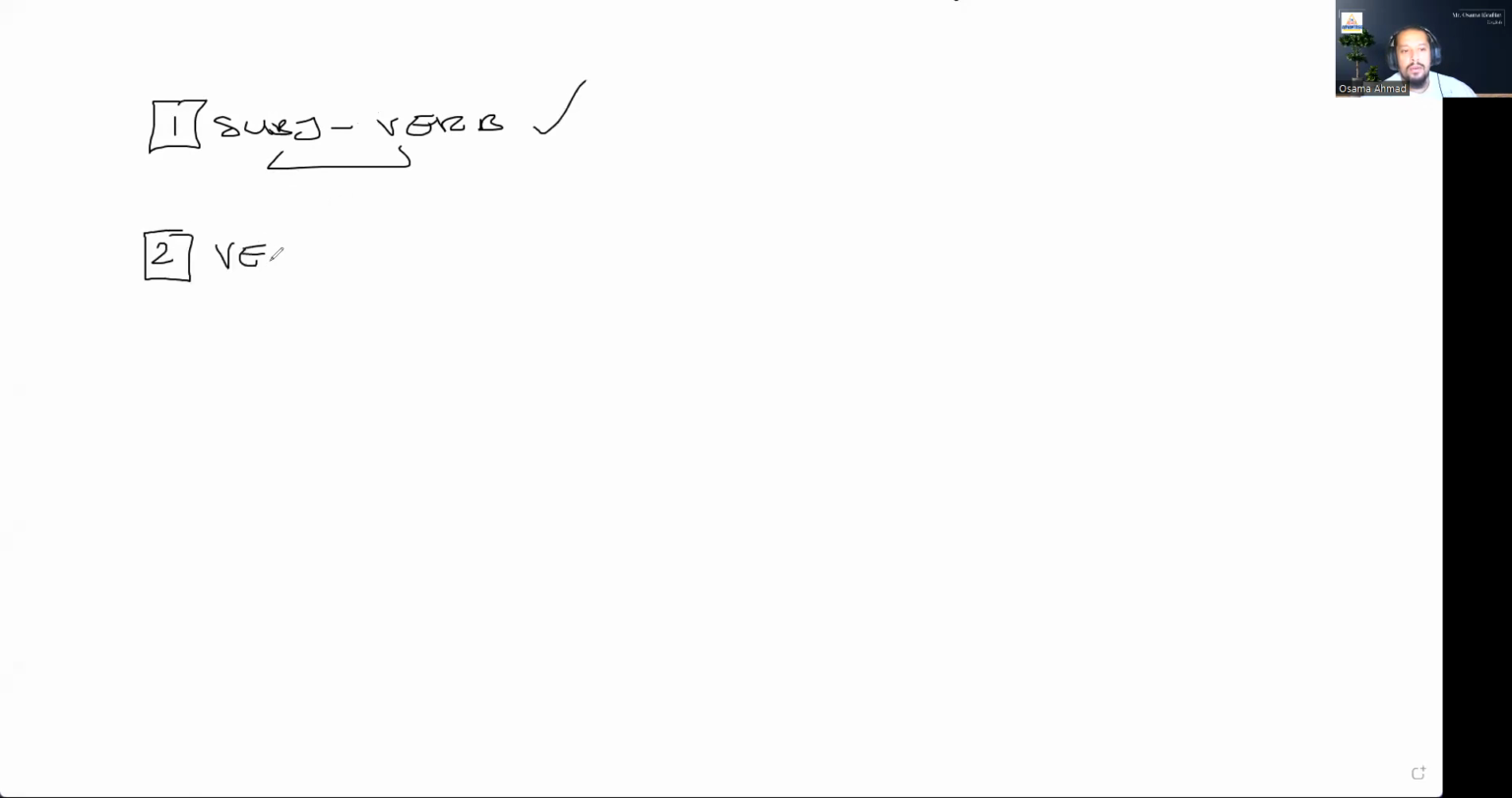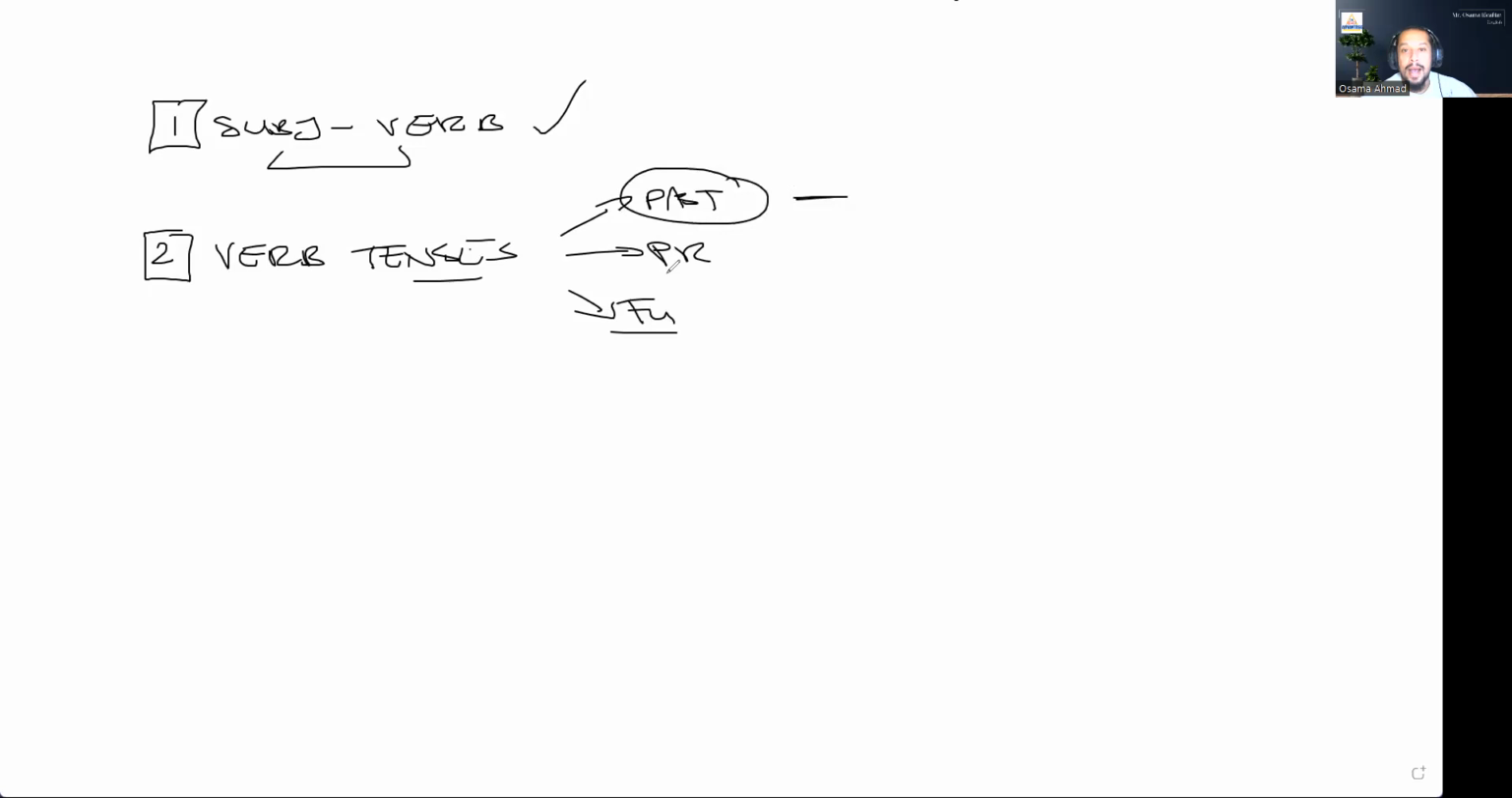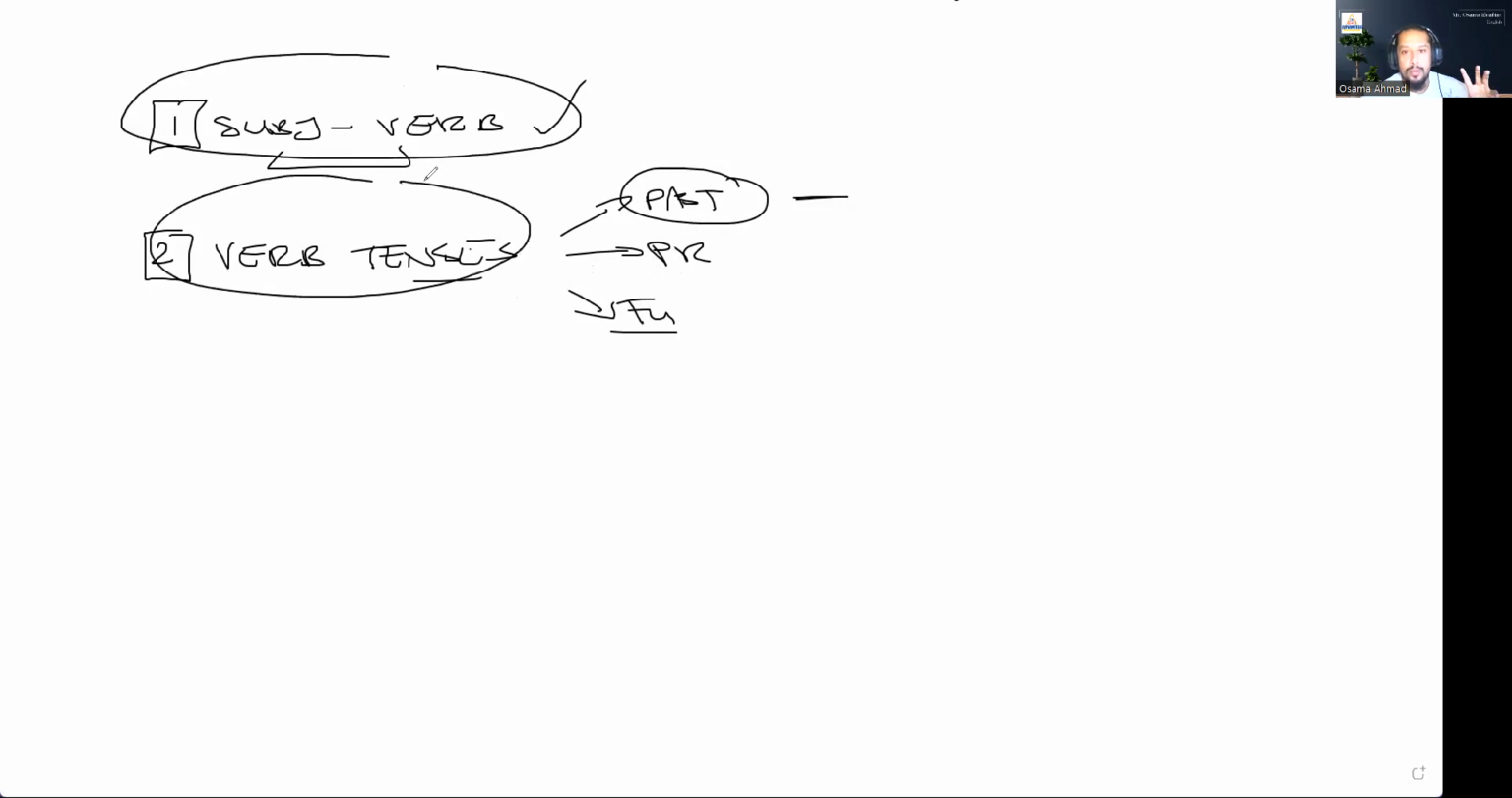We're going to cover verb tenses. And we're going to begin with past, and then there's going to be present, and then future. So today we're going to cover past tense verbs. Whenever you're tested on verbs, you're tested on two things, either subject verb agreement or verb tense. Those are your two options whenever you're tested on verbs.